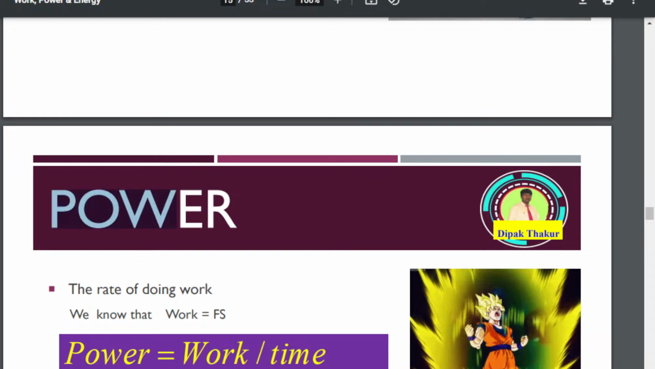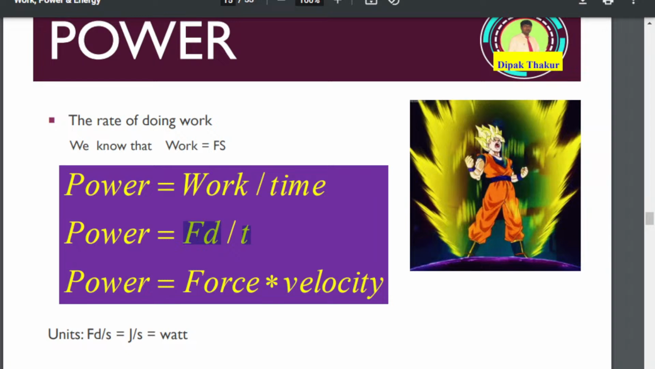Now coming to the next topic, power. What is power? The simple definition is that the rate of doing work is known as power. We know that work is equal to force into displacement. Now power equals work done by time. So here we can write power equals force into displacement by time. Here it is written D, you can write S, no problem. Distance by time is velocity. Then we can say that power equals force into velocity.